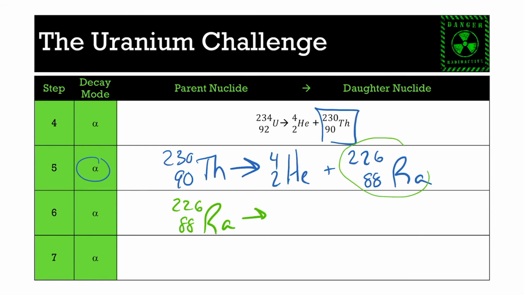Now, Ra becomes our starting material for the next step. And then we know it's an alpha decay. So again, it's going like that. So now our new top number is 222. Our new bottom number is 86. Element 86 is radon, Rn. And it just keeps continuing this process.